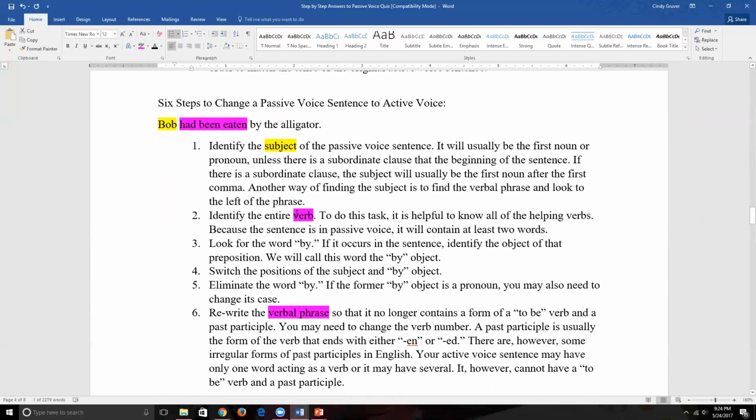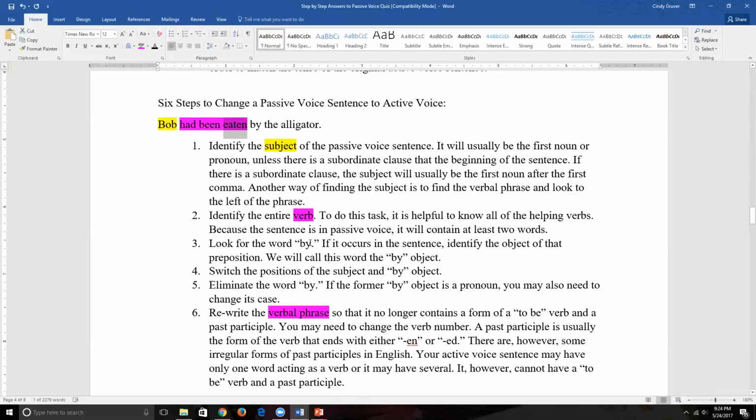Okay, so we've identified the entire verbal phrase. If it's in passive voice, though, we know automatically it's got to have at least 2 words in it because we have to have a to be verb. This is our to be verb. And we have to have a past participle, eaten in this case.